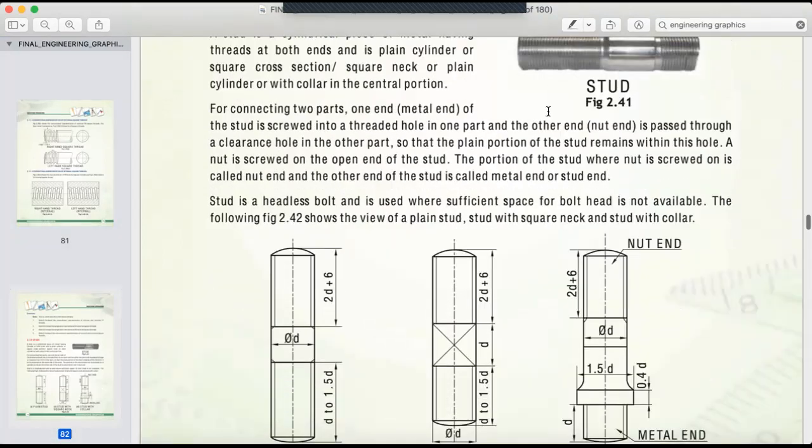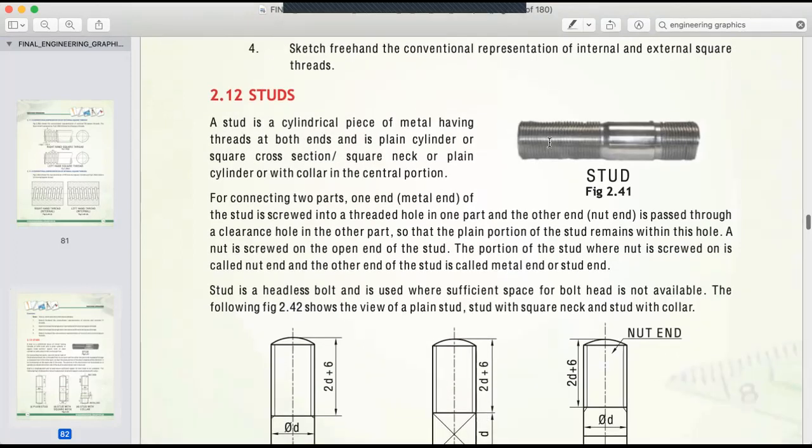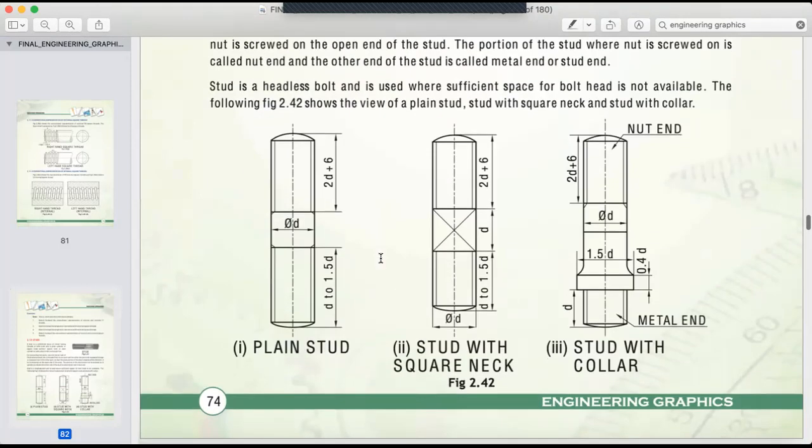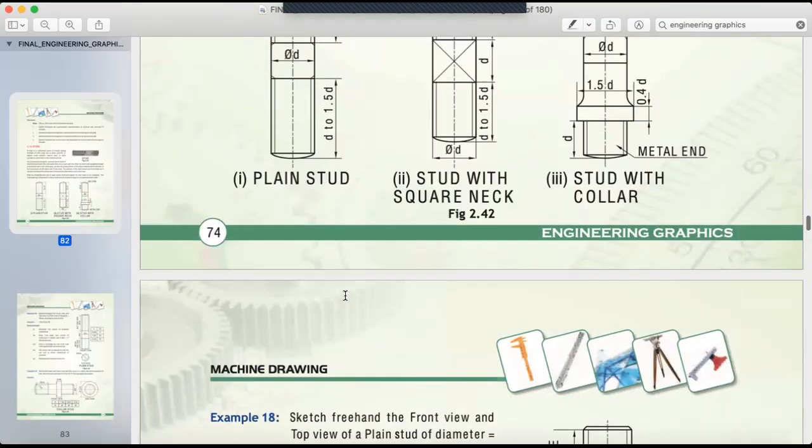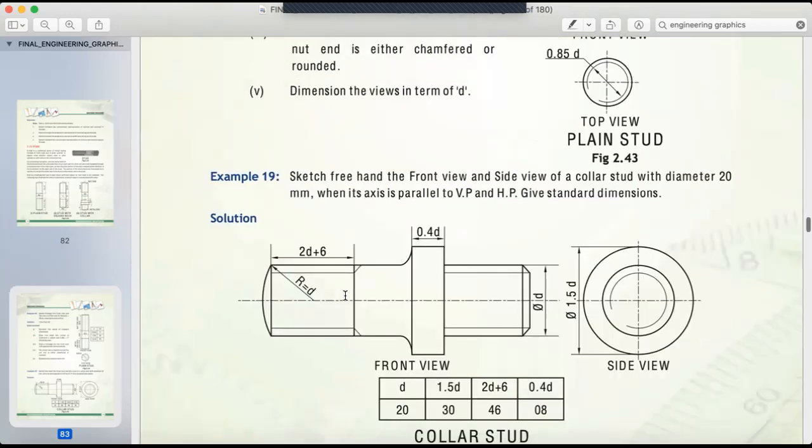In the sense they have a threading on both the sides. If you see, they have a threading on both the sides, right? So I'll advise you to go through Google and just search stud. Okay, so you will get this.